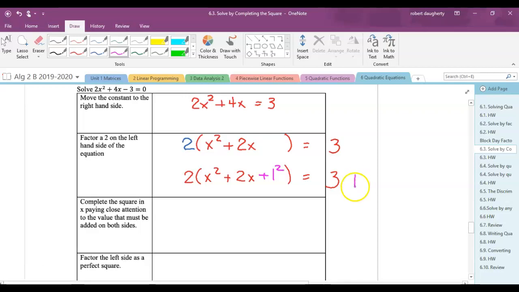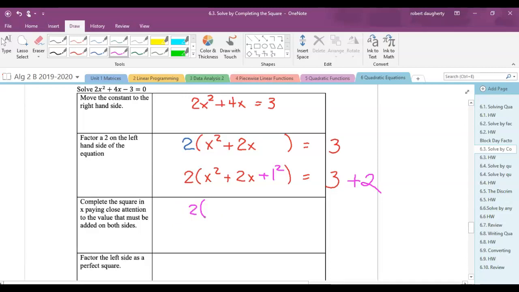If I do that on the left, what must I do on the right? It is 2. Okay? So by adding 1 right here, what is that 1 multiplied by? 2. So this is 2 times 1. So to get from this equation to this equation, I added 2. If I'm going to add 2 on the left, I've got to add 2 on the right. Okay? So this becomes 2 times.